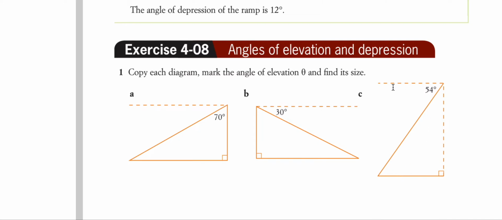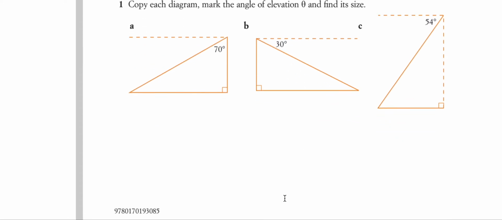And again, we can see that this is parallel to this line. These are both horizontal lines, so they're parallel lines. And we've got a Z shape with this transversal that cuts across the two parallel lines, which means we've got two alternate angles. So this angle here has to be equal to this angle theta, because alternate angles in two parallel lines are always equal. So again, theta is just 54 in this case.